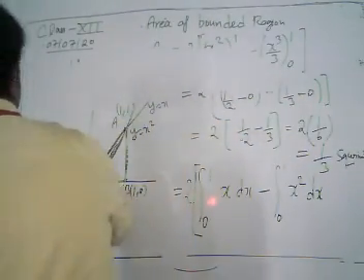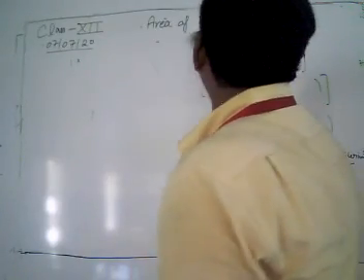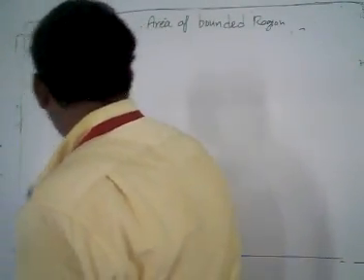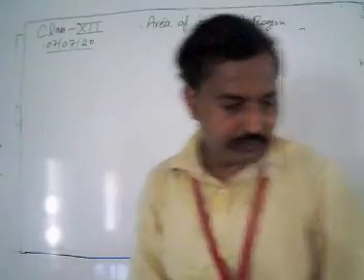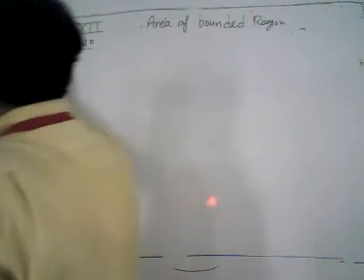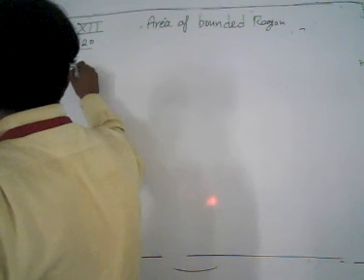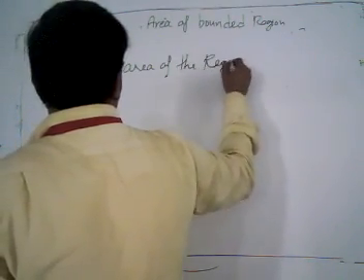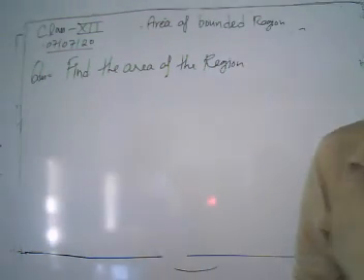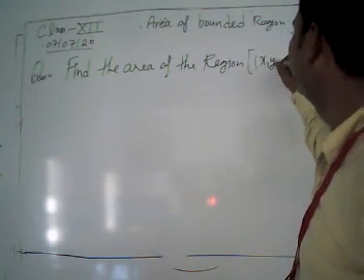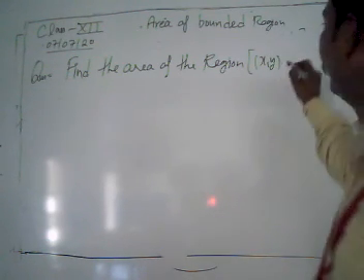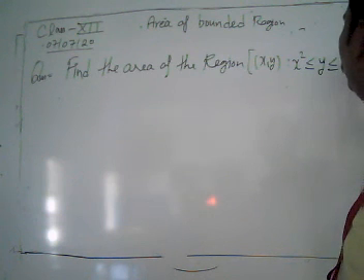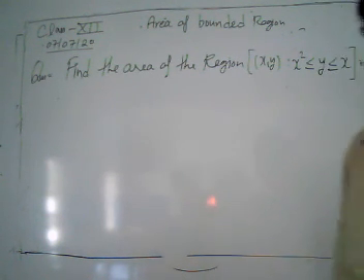Now we move to our next problem. Find the area of the region {(x, y): x square is less than or equal to y and y is less than or equal to x}.